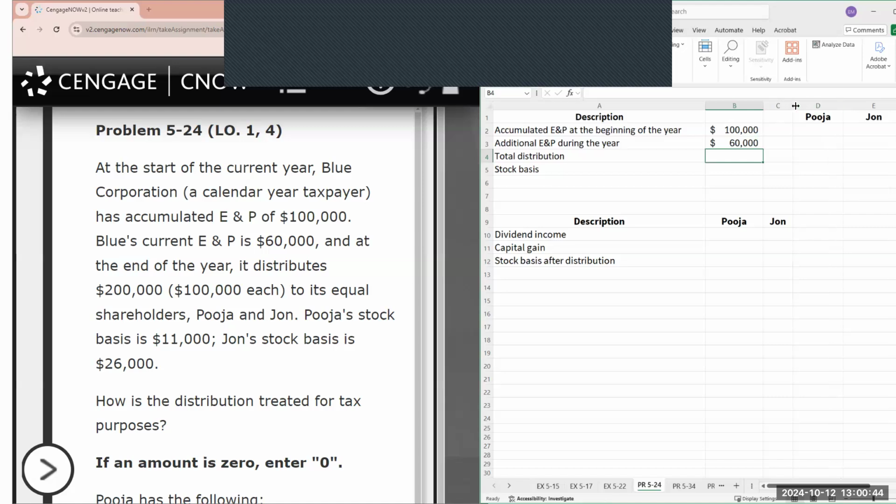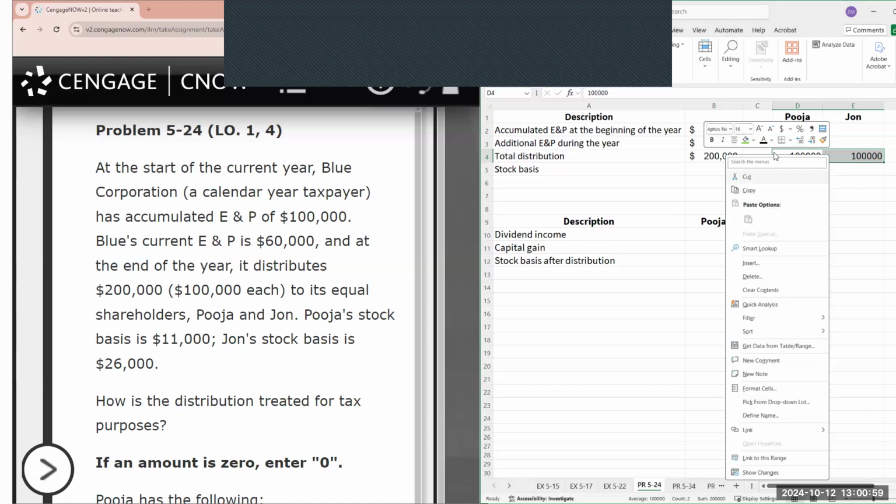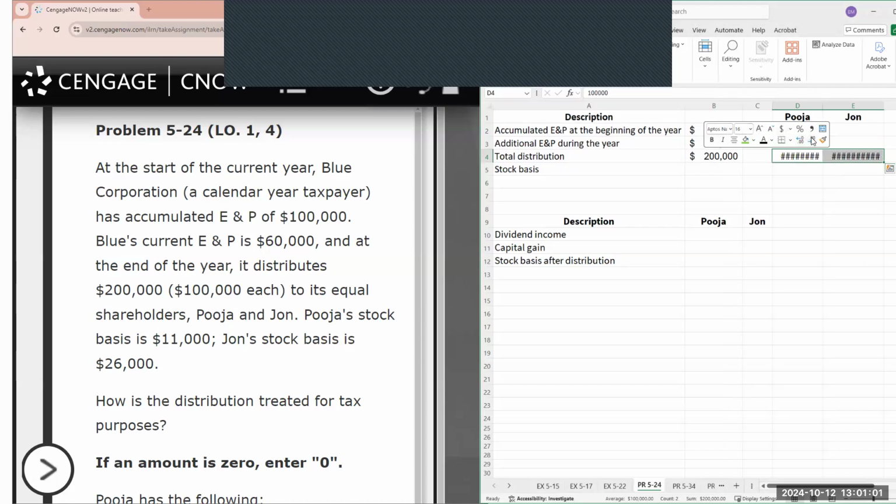All right, so based on this information, we know that the total distribution is $200,000, $100,000 to Pooja, and $100,000 to John. And then it says Pooja's stock basis is 11,000, and John's stock basis is 26,000.